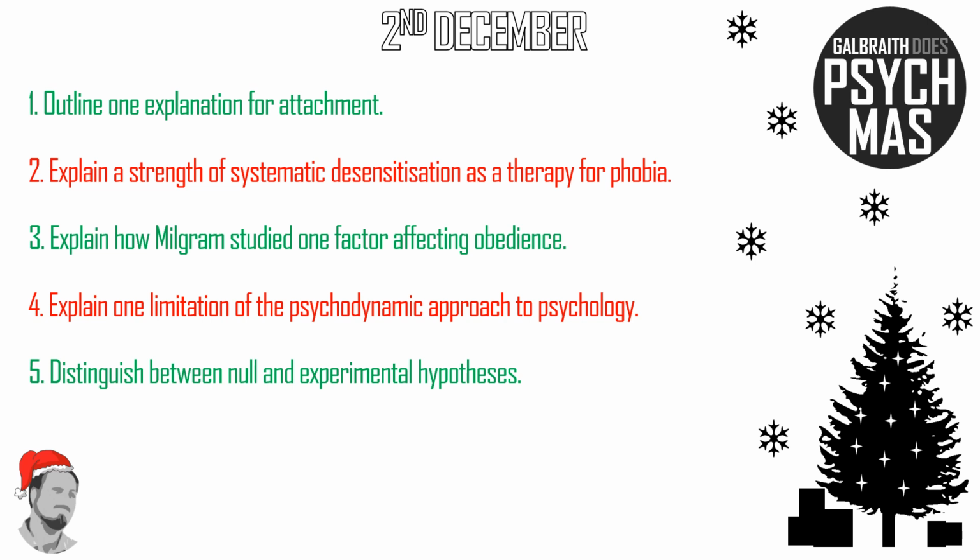How Milgram studied one factor affecting obedience? Well, there are 3 factors that you need to know, and they are uniform, location, and proximity. So we'll just go through one as an example. Location, probably one of the most popular ones to be talking about. So when you're doing this, you want to compare it to the original study. So Milgram's baseline study, remember that was at Yale University in that sort of scientific lab, 65% obedience, 65% of participants went all the way to 450 volts.